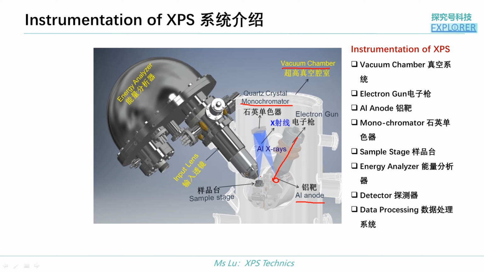Excited photoelectrons are collected and retarded by the input lens, go into the energy analyzer, and finally arrive at the detector. The detector detects the kinetic energy of the photoelectrons as well as their intensities. The data processing system converts kinetic energy into binding energy for the qualitative analysis of elements and chemical states, and the intensities are used for semi-quantitative analysis.